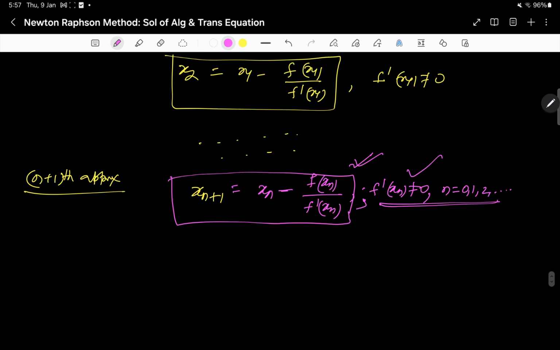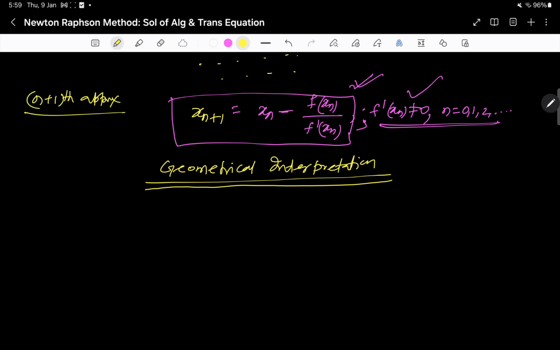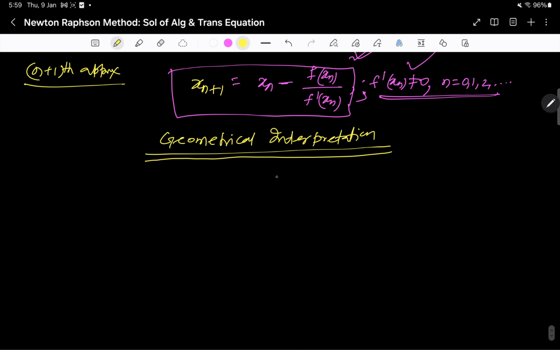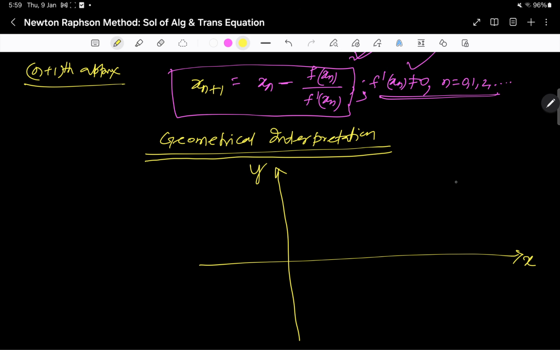Now to understand its geometrical interpretation, let us see the diagram. Coming to the geometrical interpretation, consider the given curve y = f(x) in the xy plane. Suppose this is my curve y = f(x).